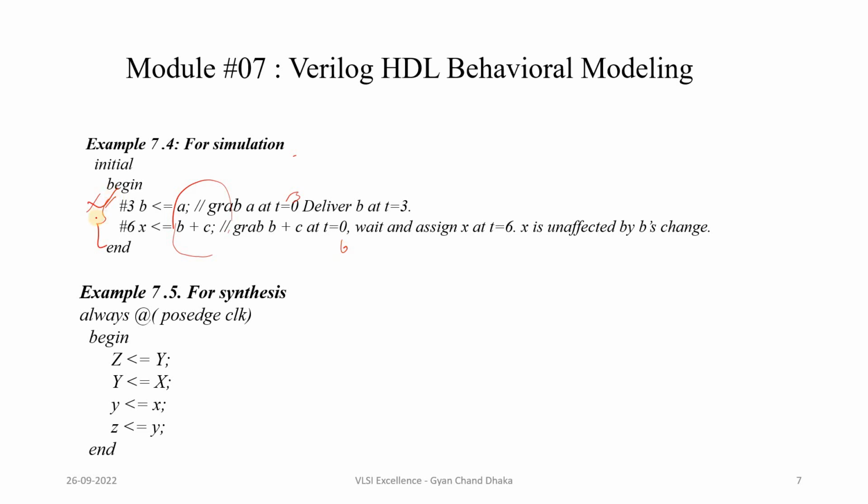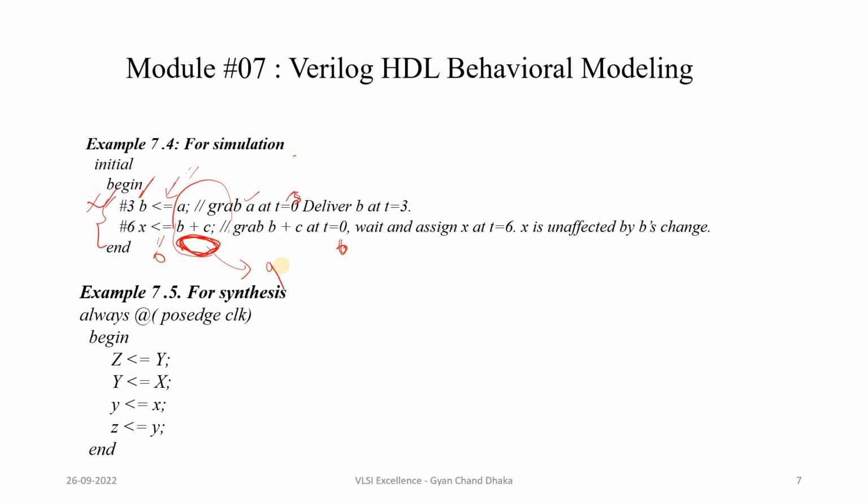This example is a type of inter-assignment delay or delayed assignment, where we have to grab the inputs at the time which is mentioned in the statement. So here we have to grab A at t equal to 3, and here we have to grab B and C at t equal to 6. If it was a blocking assignment, then B plus C we would have picked at 9 time units, because the 3 is from the previous and the 6 is from this present statement.